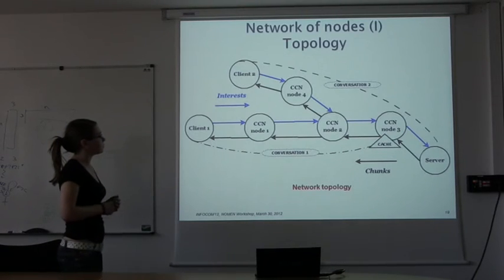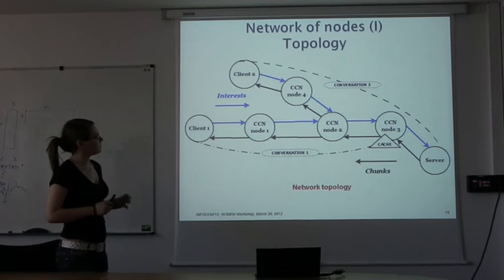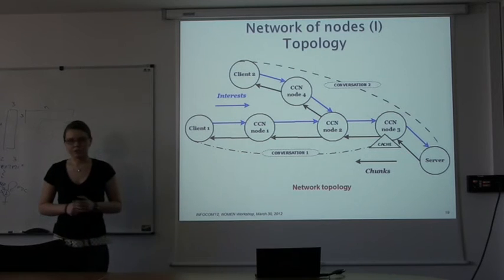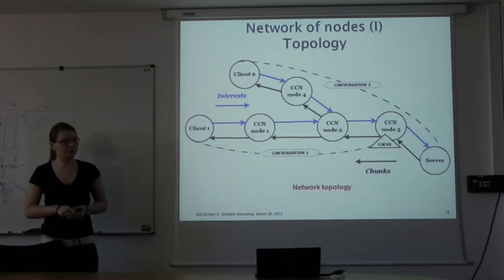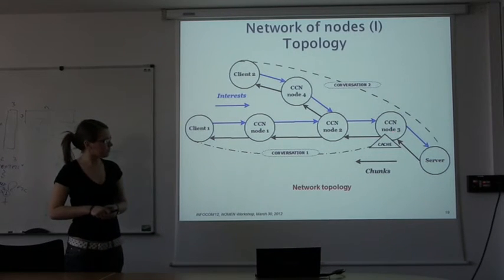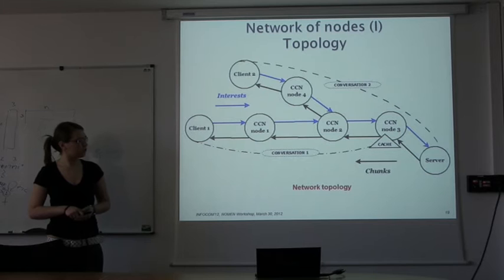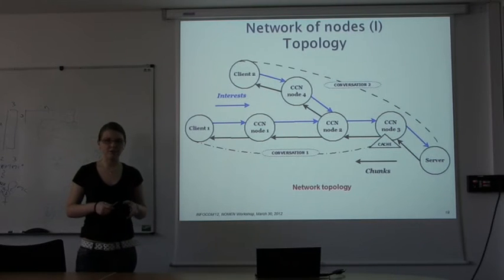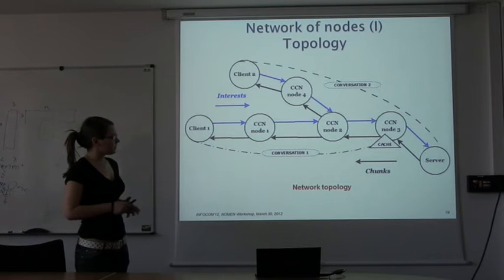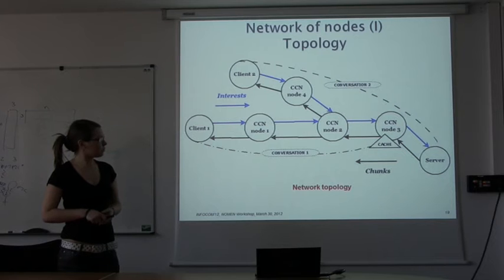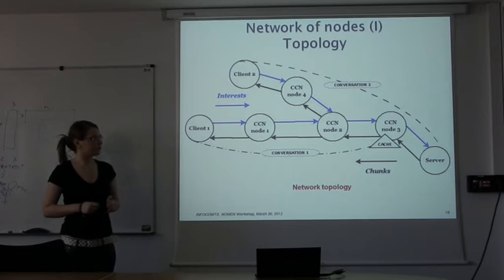Now the more complex scenario, the more interesting one, is the network of nodes scenario. We use two conversations. The first conversation flows from client 1 to node 3, and the data for this conversation is in the cache of node 3. Conversation 2 flows from client 2 to the server. The server generates a different response delay for each data packet. So we're interested in the buffer state of node 3 and the chunk service rate for every conversation.